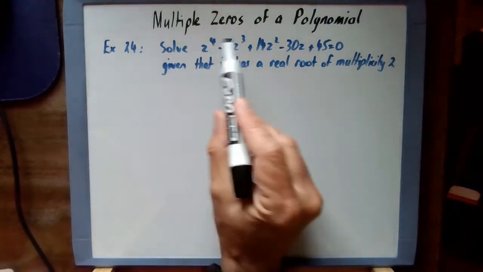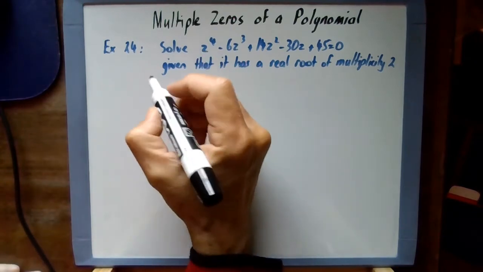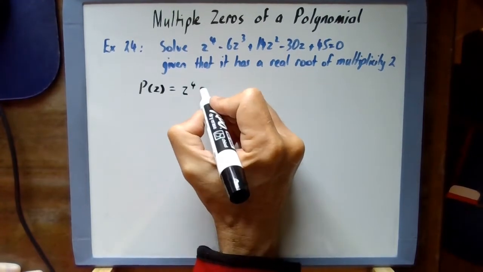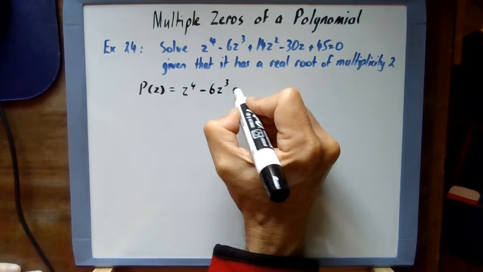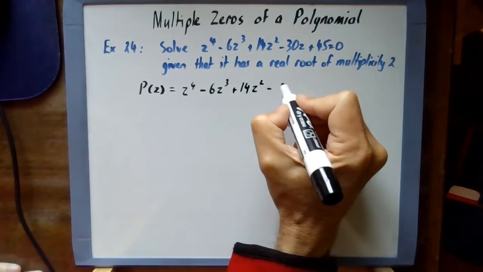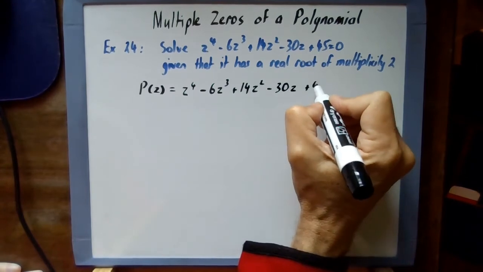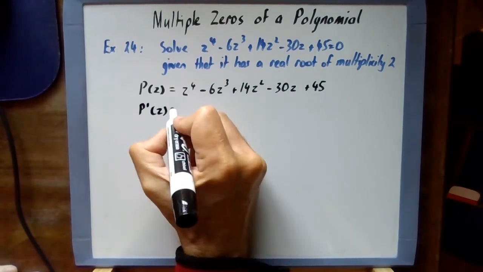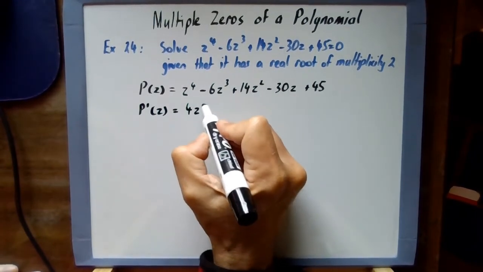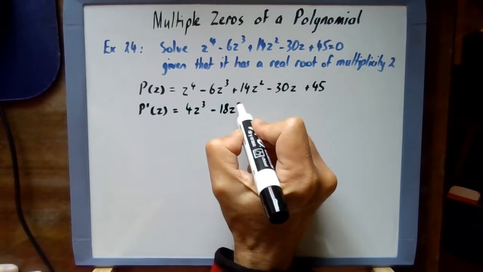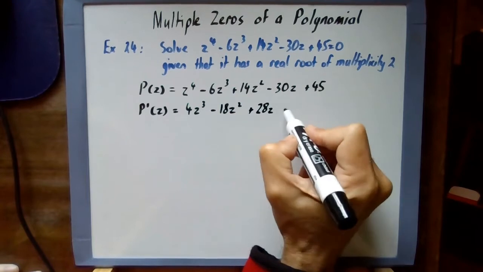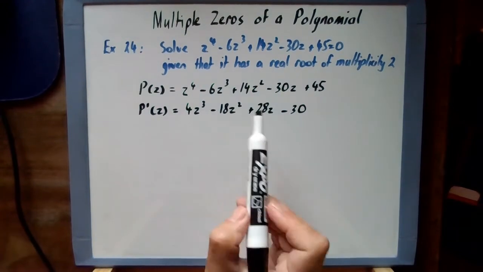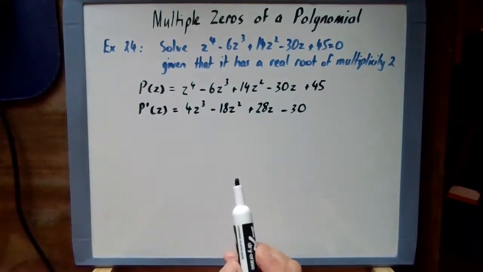So let's consider this. Let's call our polynomial p of z. z to the 4 minus 6z cubed plus 14z squared minus 30z plus 45 is our polynomial. Our derivative of that is 4z cubed minus 18z squared plus 28z minus 30. Now, the root that has a multiplicity of 2 is a root of both of these polynomials.